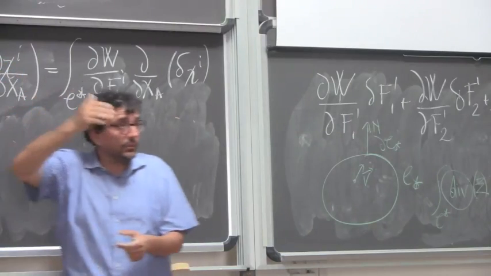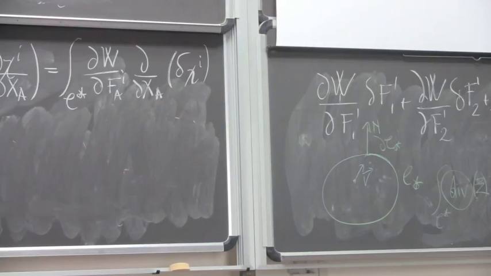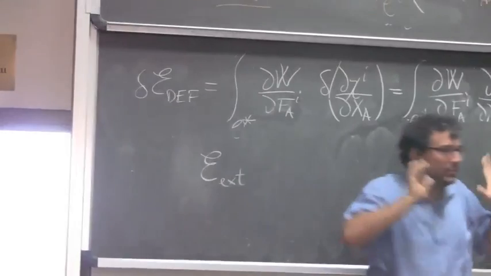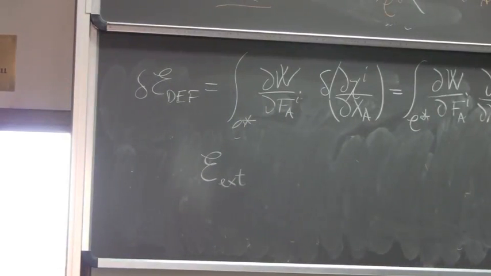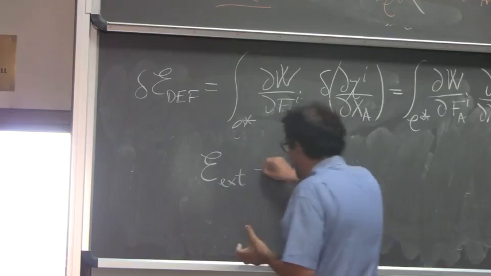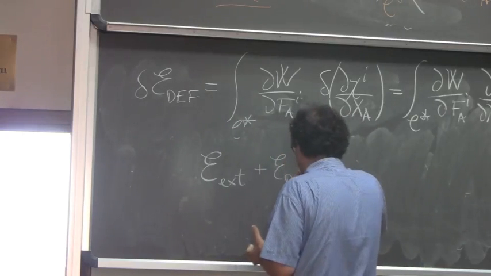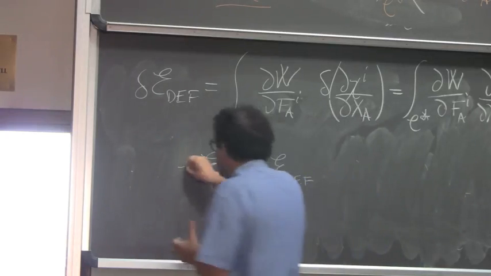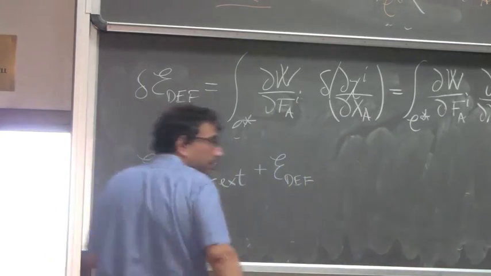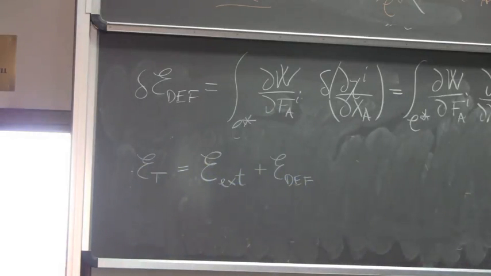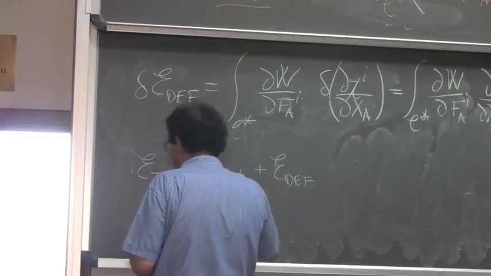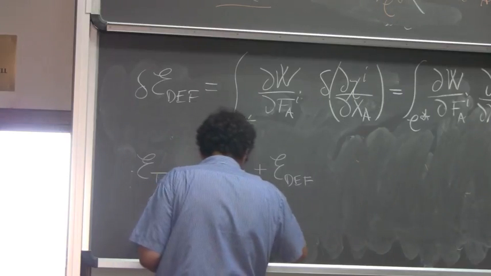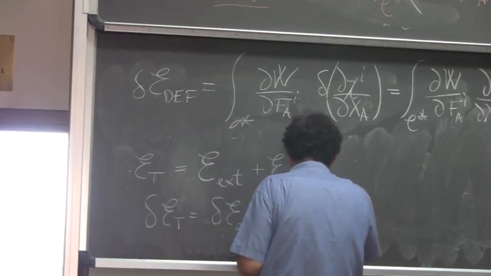We will need to write an expression for external energy. We do not know yet. Okay? We'll have an external energy. This external energy plus deformation energy will give you the total energy. The equilibrium will be this equation: delta total energy equals delta external energy plus delta deformation energy.